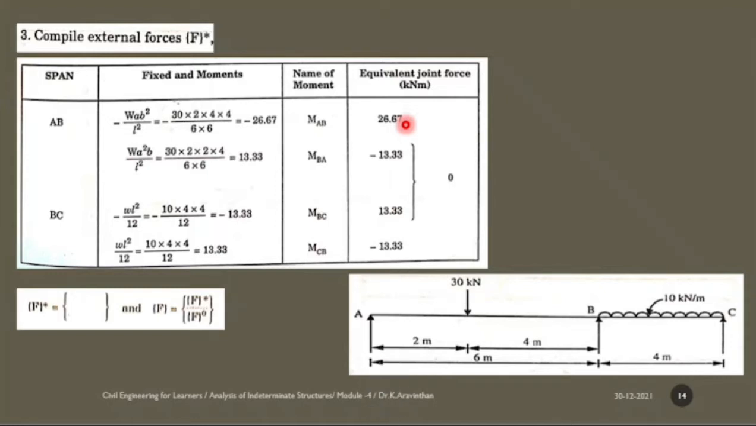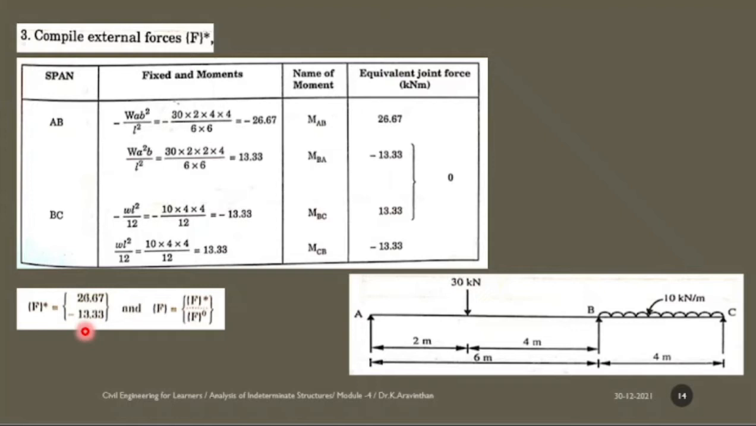Yes. Now how to find the F star? See, the reason you are doing this step is to find the F star. How to find F star? You have to find the fixed end moment. We have found it. So the next step is the sum of moment at joint B. The sum of moment at joint B is 0. And what is the external force remaining? You have 26.67 and 13.33. So this will be your F star. So this is the external force which is acting.